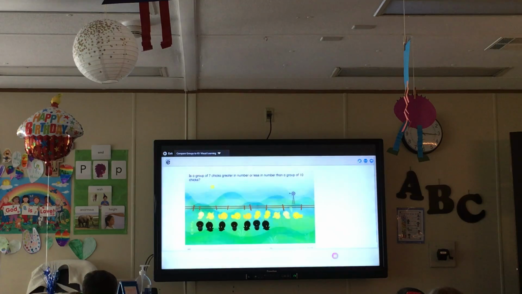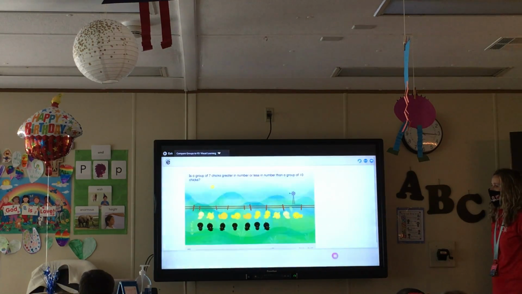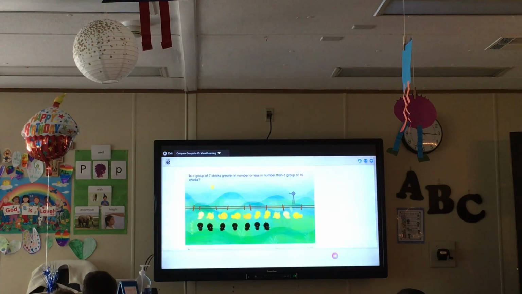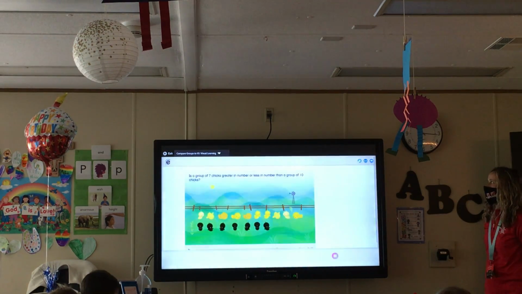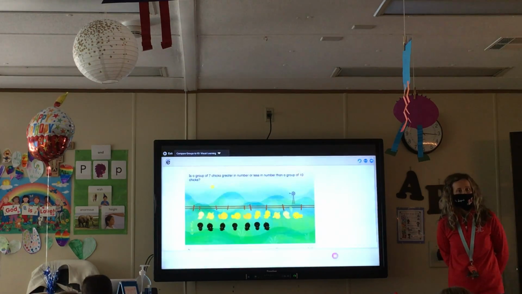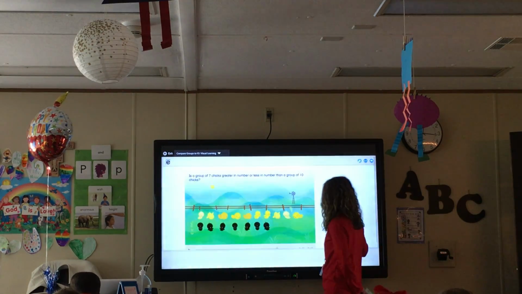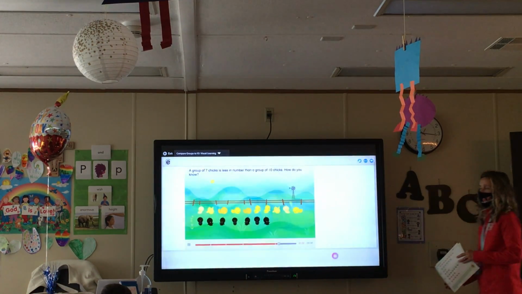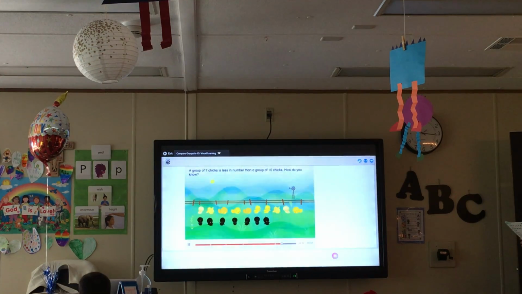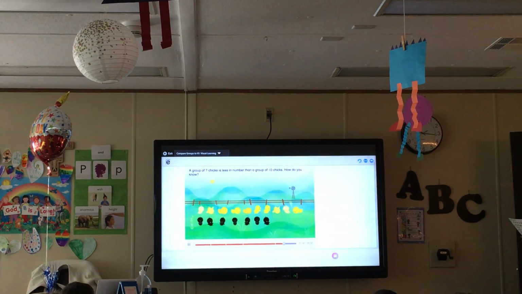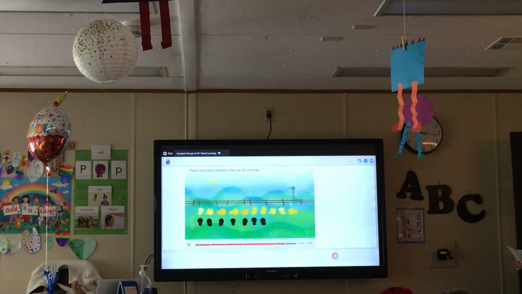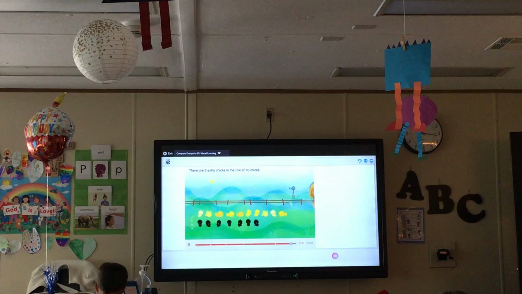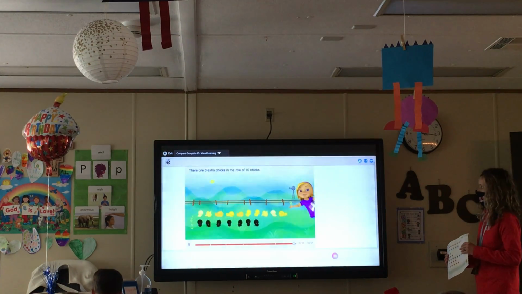Is a group of 7 chicks greater in number or less in number than a group of 10 chicks? Less. Very good. Okay, so a group of 7 is less than 10, right? You agree? Yes. Okay, good. A group of 7 chicks is less in number than a group of 10 chicks. How do you know? There are 3 extra chicks in the row of 10 chicks. You compared the groups of chicks.